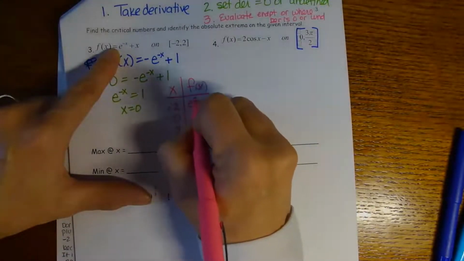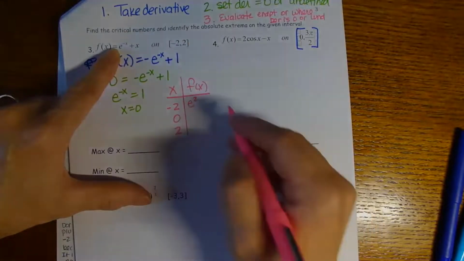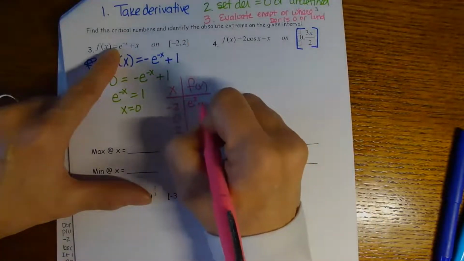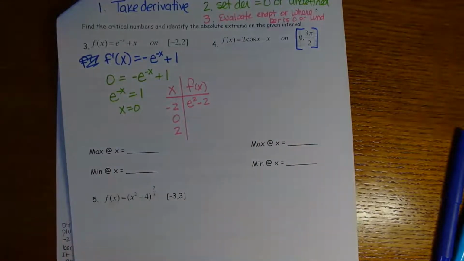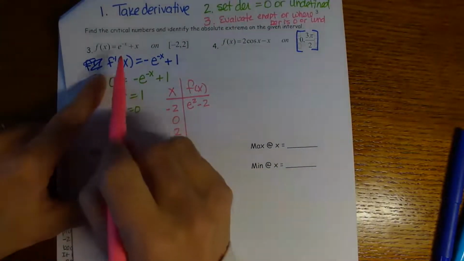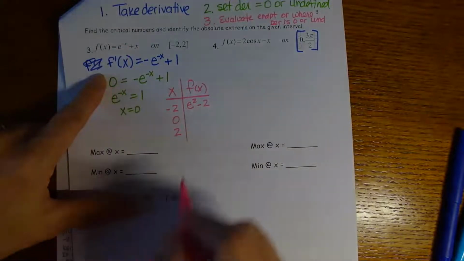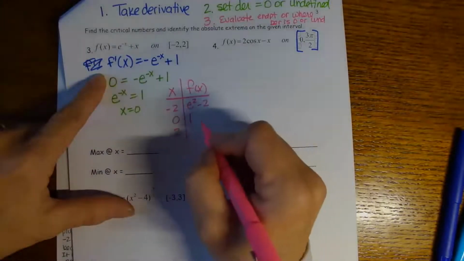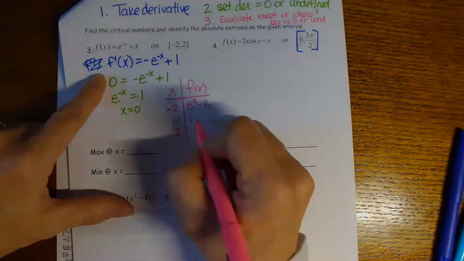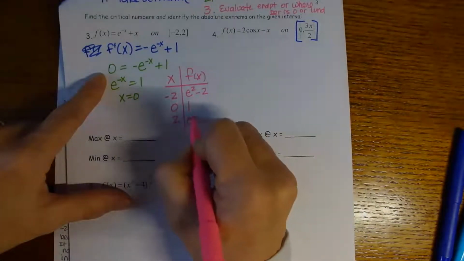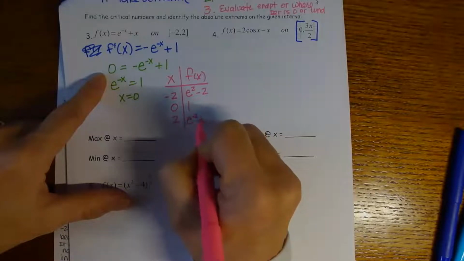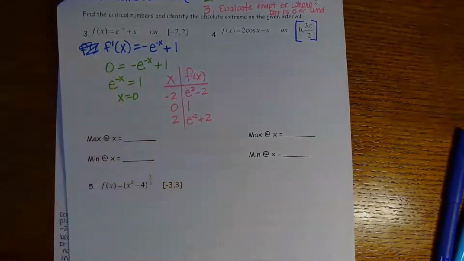e squared, right? Because it's the opposite of the negative 2 minus 2. And just leave that alone. You're not going to need it. Now plug 0 in. e to the 0 is what? 1 plus 0 is just 1. Now let's plug 2 in. That's e to the negative 2 plus 2.